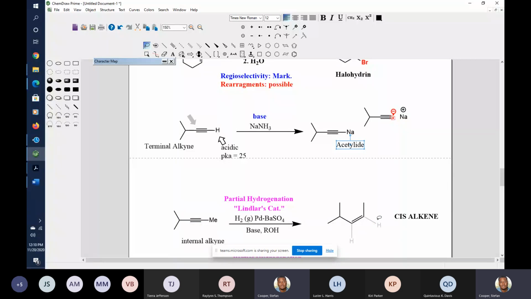I will not ask any mechanism questions on this test. All the questions will either be to provide the reagent, know something about the class of reaction you're dealing with, and be able to generate the product. All right. I wish you guys the best of luck.